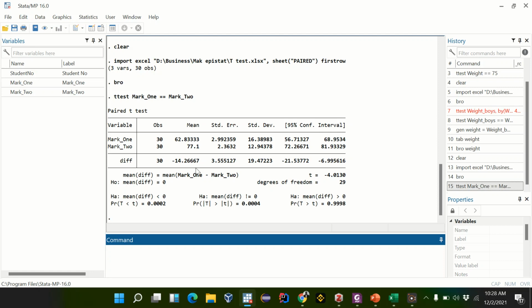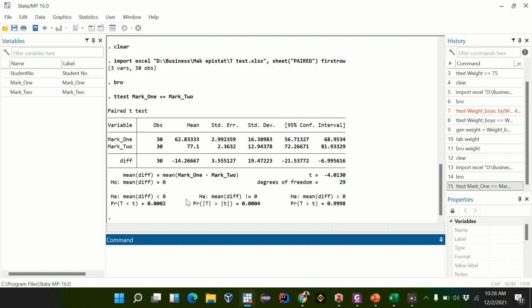So there is a difference, and the difference is negative 14%. This is the difference in the marks. So we say that the students, if they repeat the test, their mark increases by 14% on average. This is what it means. So is this difference, the negative 14.2, statistically different from 0?